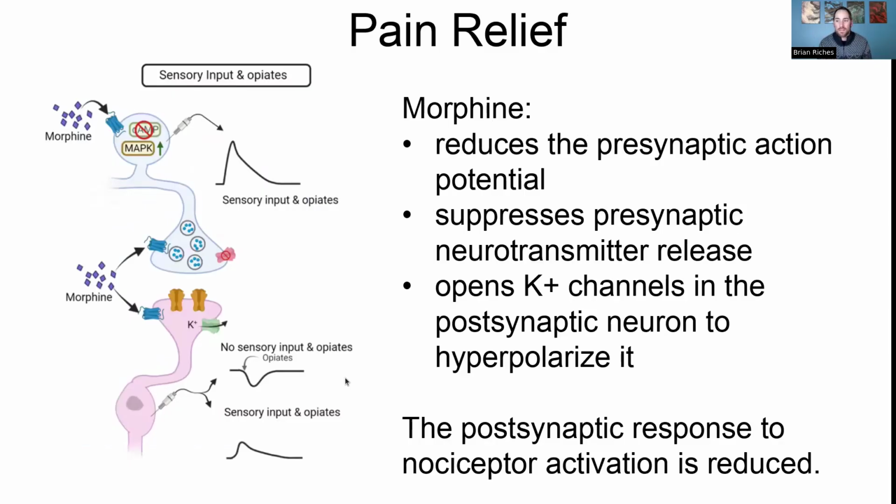For morphine, essentially, it's reducing the presynaptic action potential. It suppresses that. It opens up additional potassium channels to the postsynaptic neuron to hyperpolarize it. Essentially, this means that the activation of that neuron that's trying to send pain is reduced. So it's not being as active. It's not sending those signals. And the neurons on the midway path are also inhibited from sending pain signals up as well.